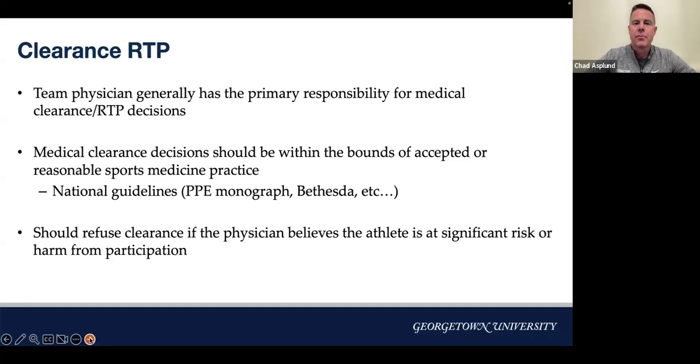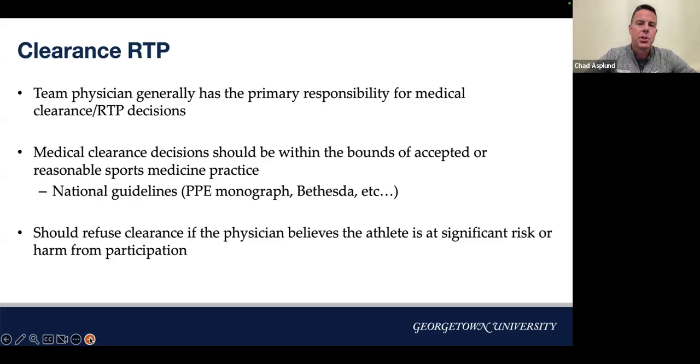I know there was just a new mononucleosis position statement that was put out by AMSSM. There was a bloodborne pathogens one put out recently. So being abreast of what the latest position statements, consensus statements, and national guidelines are is really what's needed when returning athletes back to play.